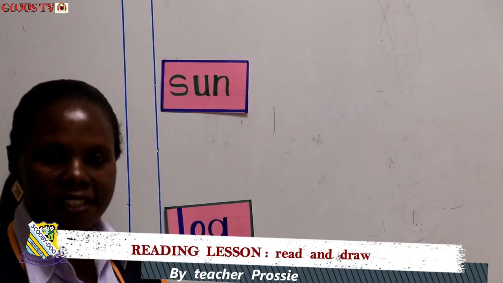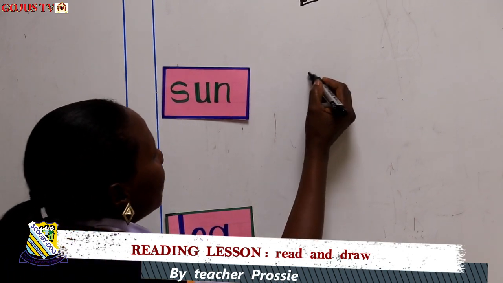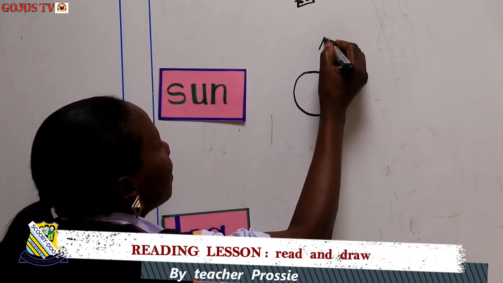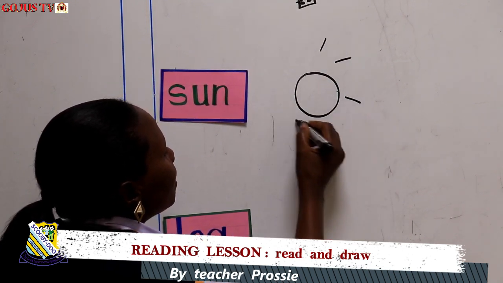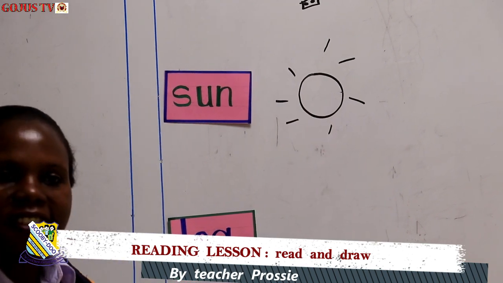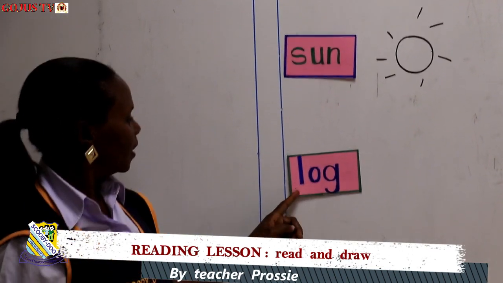Can you draw for me a sun? Yes. Even me, I can draw it here. Let me draw a sun like that. So this is our sun. Everybody, sun. Good. I have another one here.